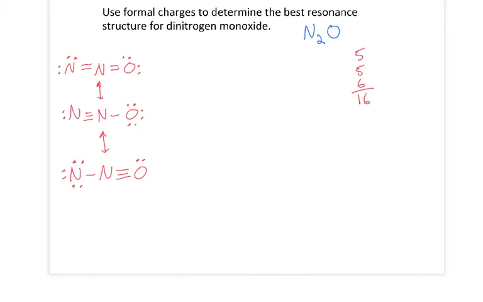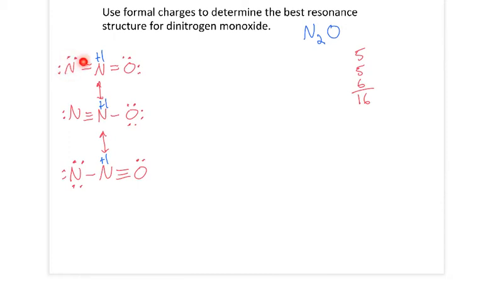So the central nitrogen in the first resonance structure, it has 1, 2, 3, 4 electrons that it gets to count because it only gets half of the bond electrons. Nitrogen has 5 valence electrons normally, so 5 minus 4, that leaves this nitrogen with a +1 formal charge. If I look at the other 3 resonance structures, in each case there are 4 bonding pairs around the nitrogen, so that nitrogen is going to have a +1 in each one of the resonance structures. And so the difference is going to be the terminal atoms.